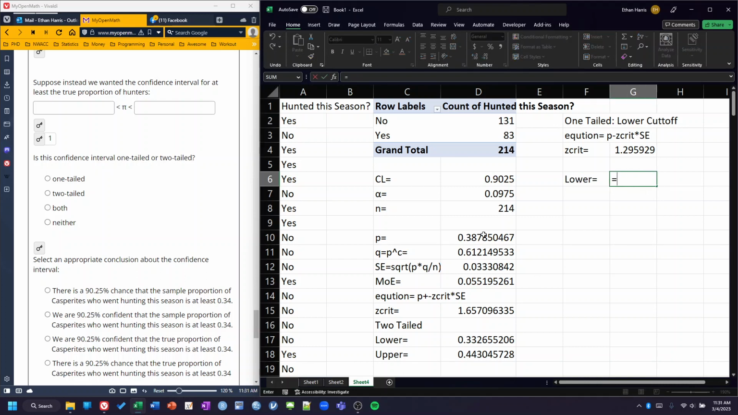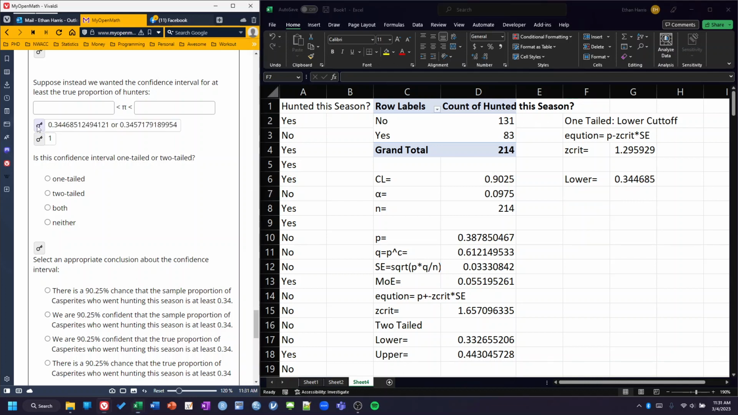Okay, so let's just calculate out our lower value here. This is going to be equal to the same p minus our z critical for the one-tailed times the standard error. Standard error doesn't change. That's a new lower of 0.34468. And if we were to look at that, 0.34468. Excellent. And that's a one-tailed.